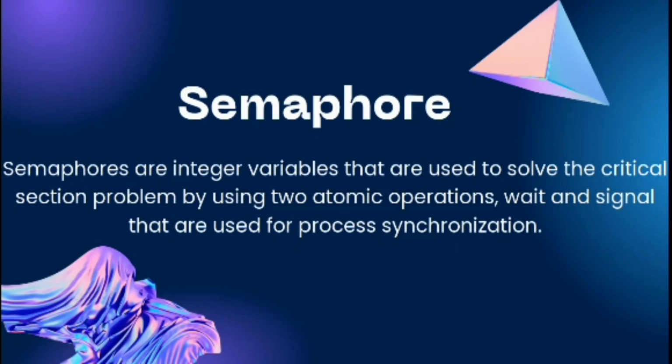Semaphores are integer variables that are used to solve the critical section problem by using two atomic operations, wait and signal, which are used for process synchronization.